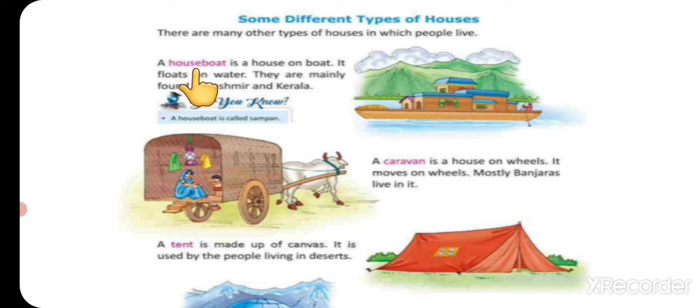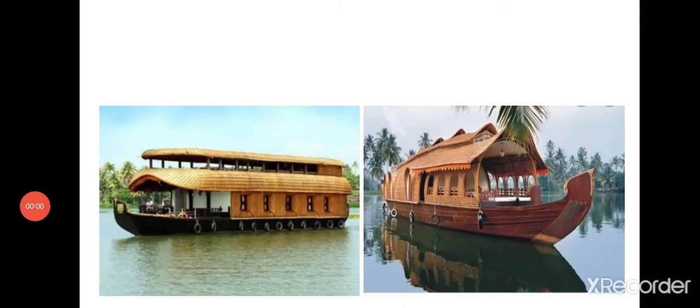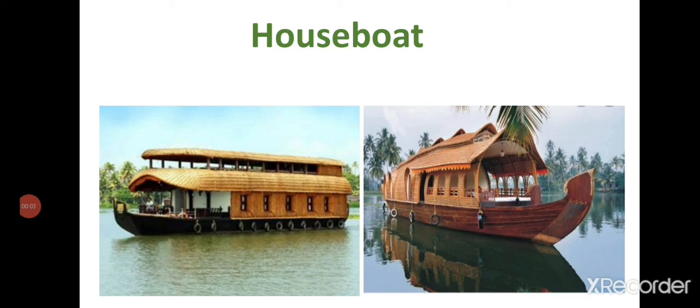A houseboat is a house on a boat. It floats on water. They are mainly found in Kashmir and Kerala. Do you know? A houseboat is called sampan. Children, in this picture you can see some houseboats.